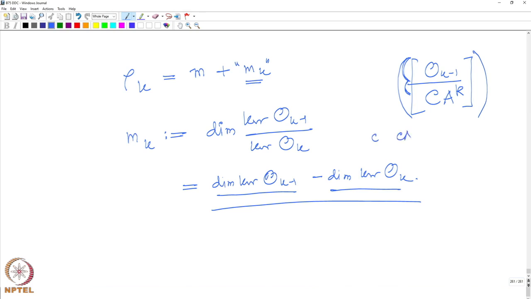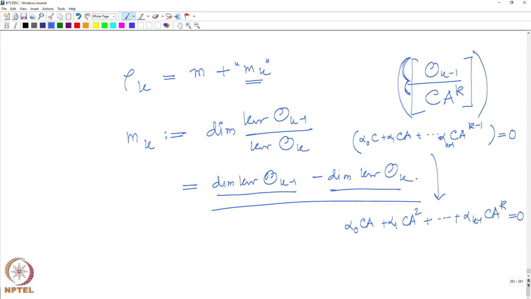Suppose I have C, A, dot dot dot up to C A to the power k minus 1, and suppose I take a linear combination of these, alpha 0 plus alpha 1 plus dot dot dot up to alpha k minus 1, and this linear combination goes to 0. If this linear combination goes to 0, notice that this also implies, if you multiply this by A from the right, you have alpha 0 C A plus alpha 1 C A squared plus dot dot dot up to alpha k minus 1 C A to the power k, that will also continue to be 0, isn't it?